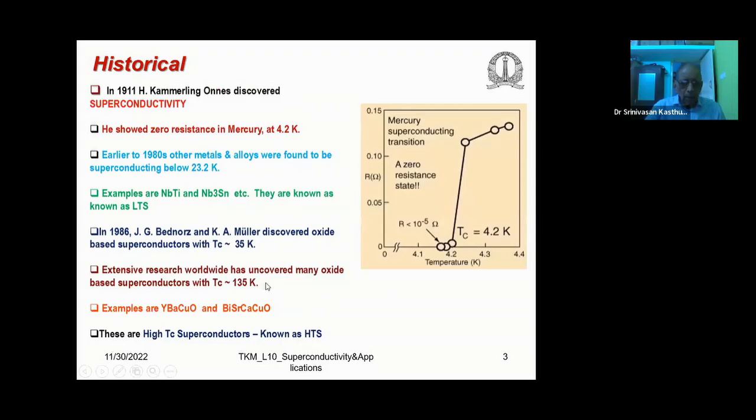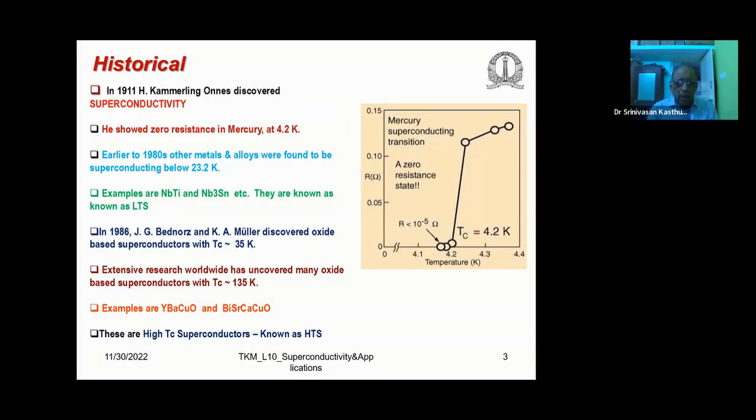Now, historically, we have seen this even in the introduction to cryogenics. In 1911, Kamerlingh Onnes discovered superconductivity. As I mentioned, he showed that zero resistance occurs in mercury at a temperature of about 4.2 Kelvin. You can see the diagram on the right side of the screen. The mercury resistance suddenly drops at 4.2 Kelvin to very low values, of the order of 10 to the power minus 5 ohms.